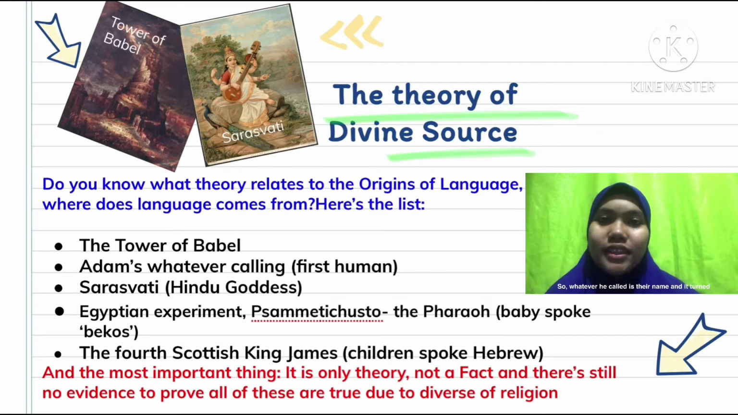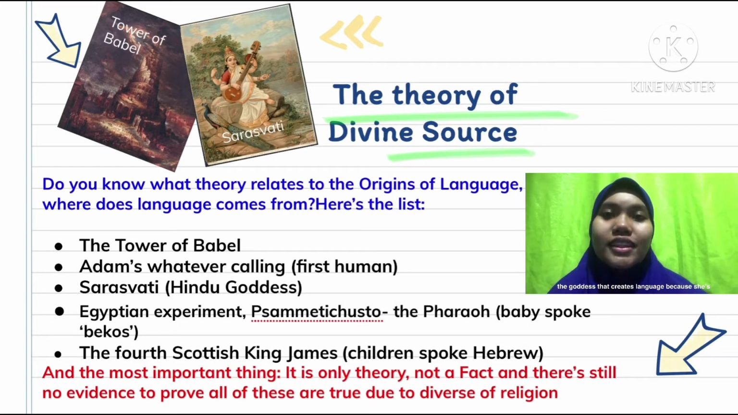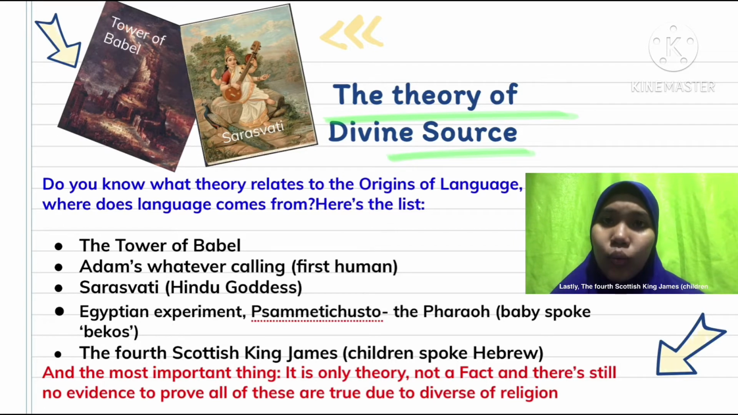Next, Adam the first human. Whatever he called things became their name and it turned out to form a language. Some say the Hindu language comes from Sarasvati, the goddess who creates language because she is the goddess of arts, knowledge, music, speech, and so on. There's the Egyptian experiment, Psamtik, the pharaoh, who isolated babies with goats, and the baby's first word was Bekos, a Phrygian word. Lastly, the Scottish King James IV, where children spoke Hebrew as their first language, the same case as Psamtik.